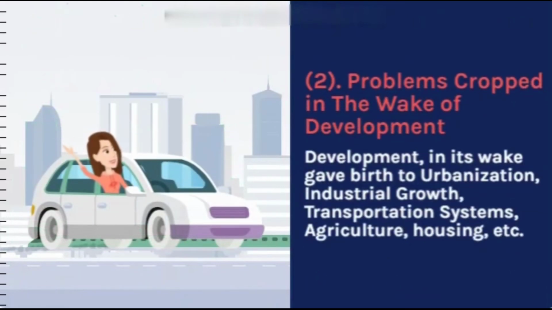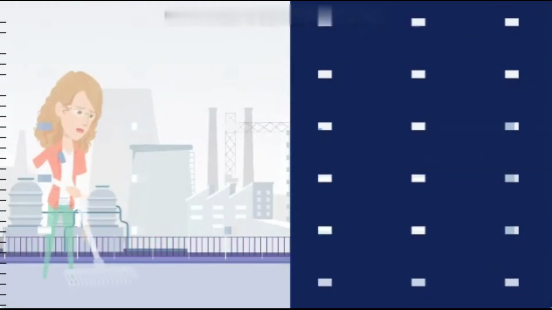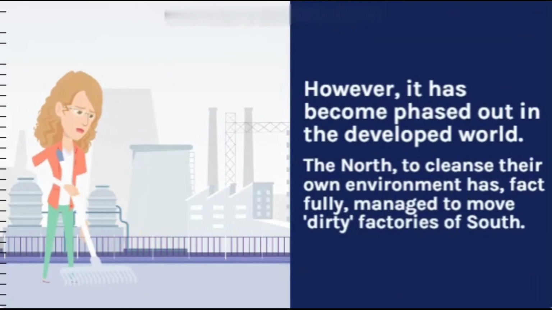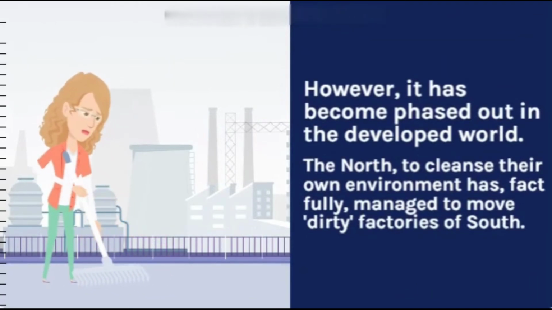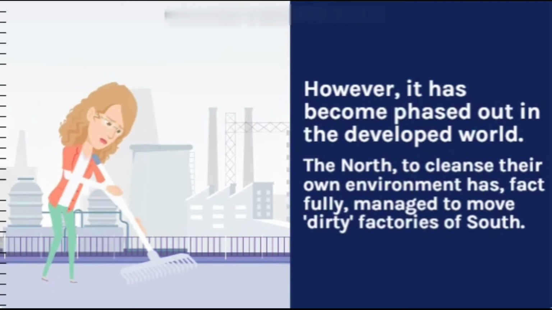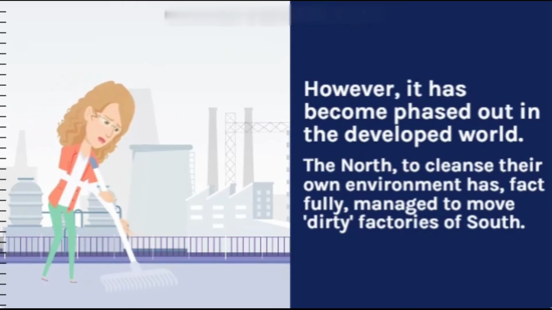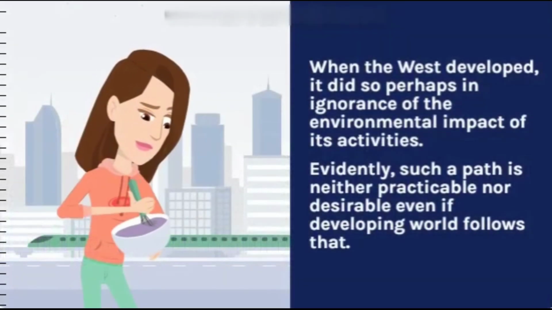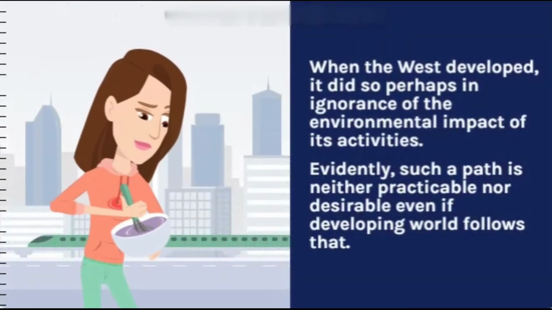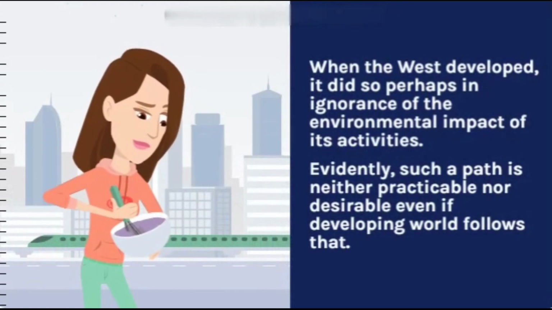2. Problems cropped up in the wake of development. Development, in its wake, gave birth to urbanization, industrial growth, transportation systems, agriculture, housing, etc. However, it has become phased out in the developed world. The North, to cleanse its own environment, has, factually, managed to move dirty factories to the South. When the West developed, it did so perhaps in ignorance of the environmental impact of its activities. Evidently, such a path is neither practicable nor desirable even if the developing world follows that.